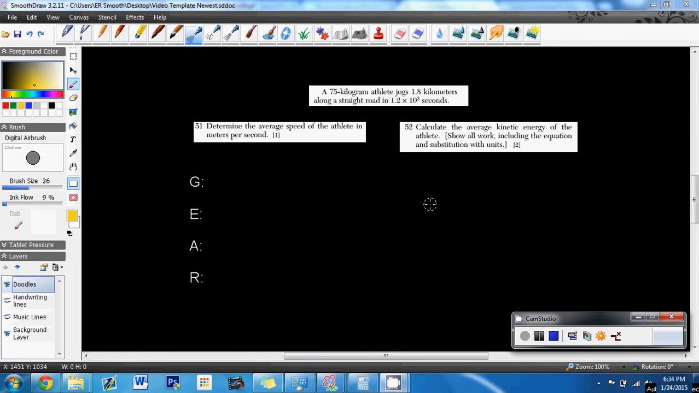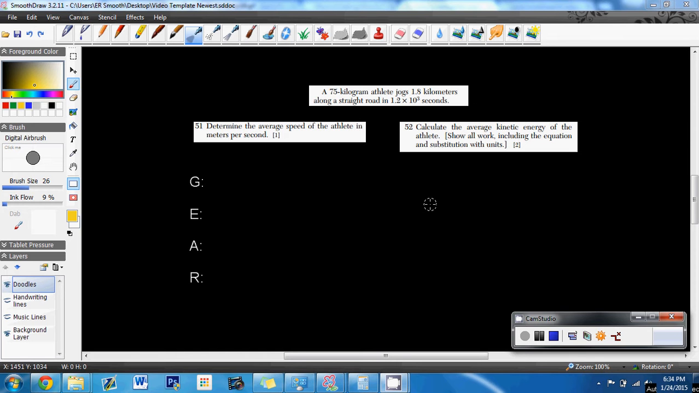Question 51. So in order to answer question 52, we first need to do question 51. Question 51 says determine the average speed, also known as velocity, of the athlete in meters per second. So the unit is meters per second, so don't forget to use it at the end of your answer.